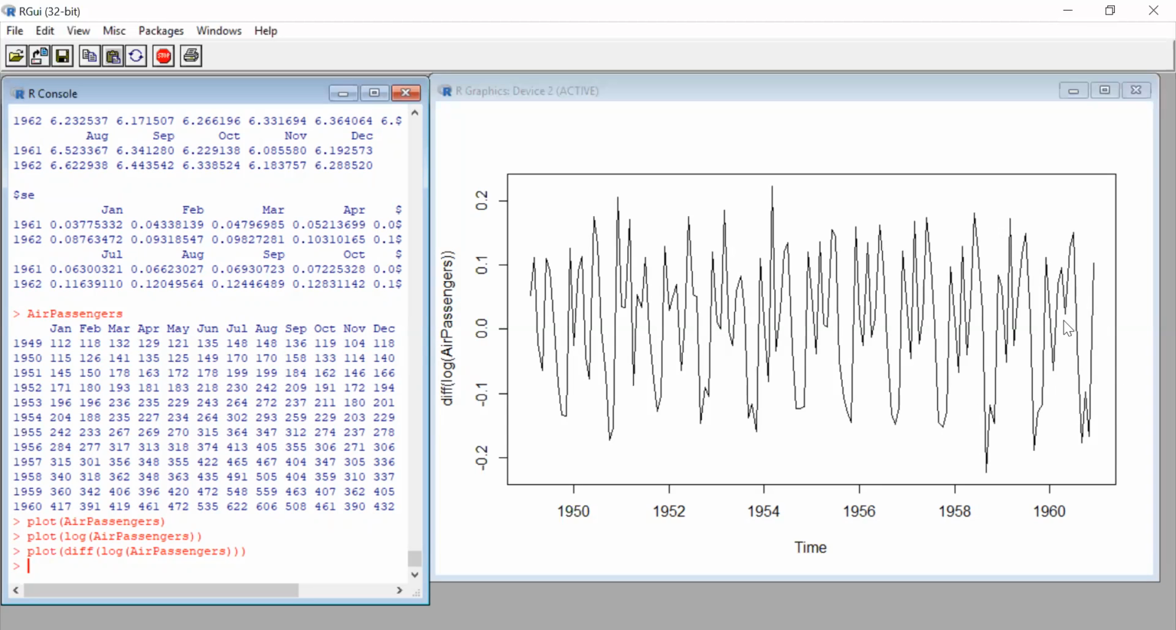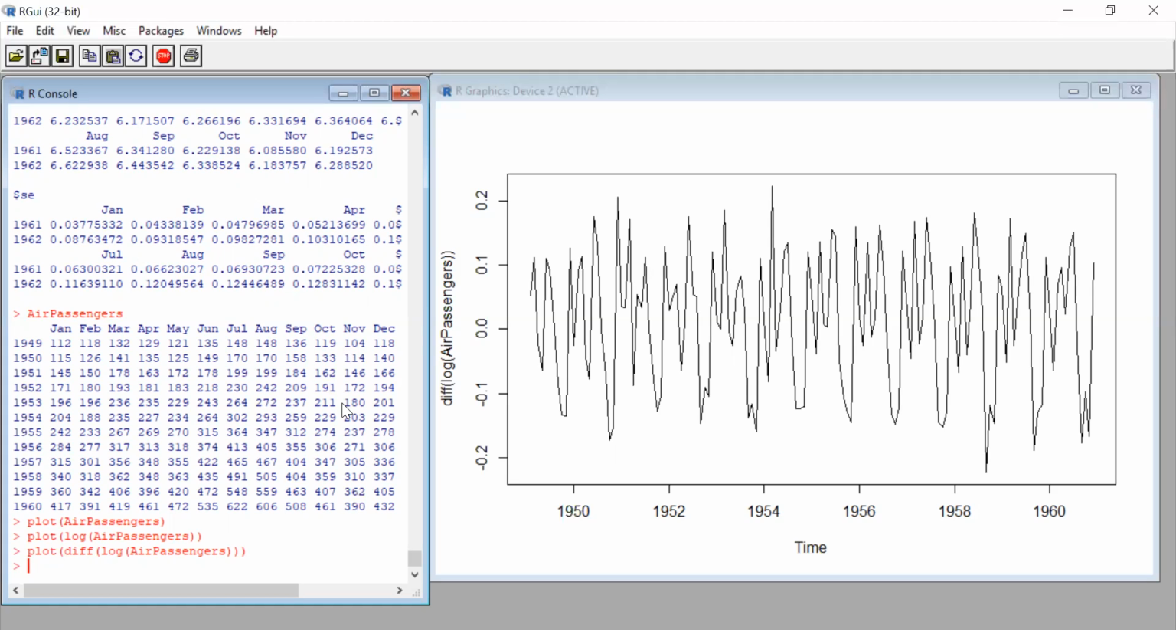So still, even from the difference of the time series, we can see the pattern. So this one and this one and this one look the same, right? So it has the pattern.